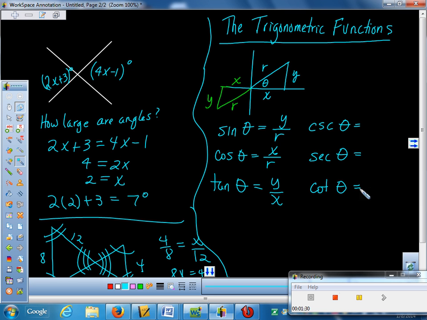Okay. Now, does anybody remember how you get these other three? Yes, they're the reciprocals. So cosecant is nothing more than sine turned upside down. It's r over y. Secant is the reciprocal of cosine, it's r over x, and cotangent is x over y. Okay. So, you will soon have those learned because we use them tons, but does anybody remember the same?